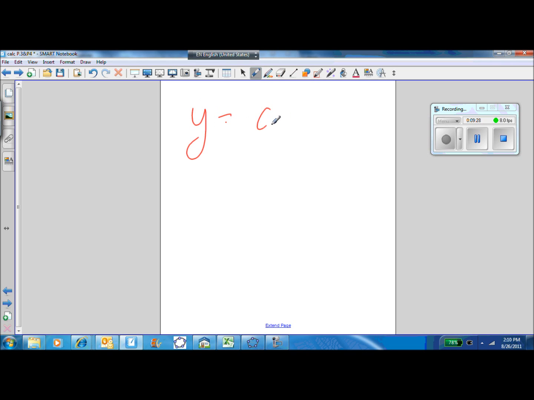Y equals the cosine of x. You remember studying that from before? A lot of times you just go up like this. But remember, you'd also go in this direction too. And again, you see symmetry over the y-axis.